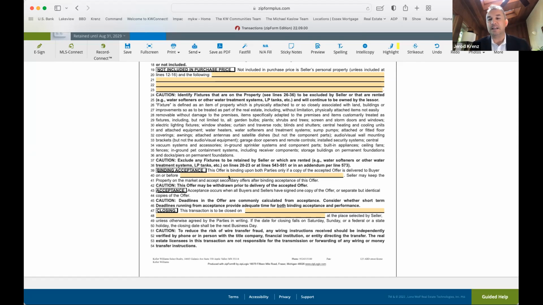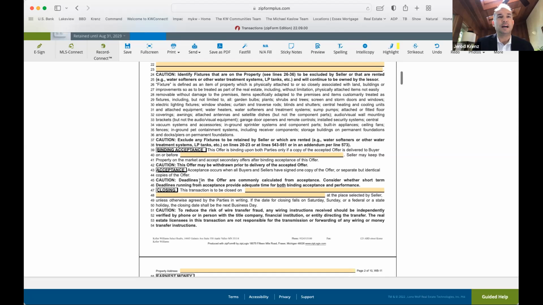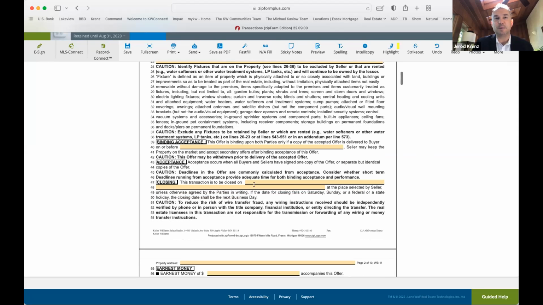Now, let's say it's September 1st and it's 3 o'clock, past the time, and they countered it. Offer is back online. You can counter an offer at any time, no matter what the binding acceptance was. You can bring it back to life with a counter. So that's how you don't need to rewrite the offer. The closing, this transaction to be closed on, this is where you just put the date of the closing.